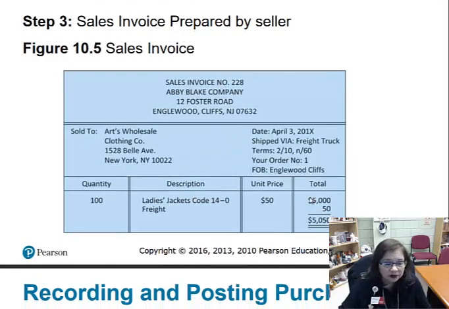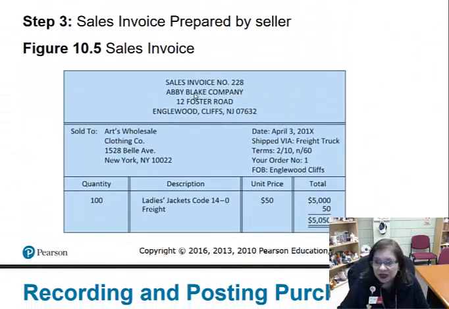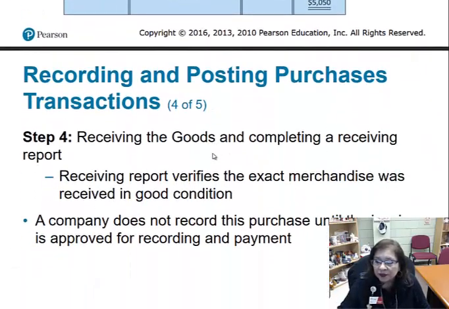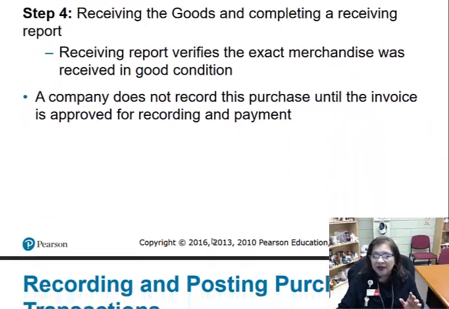We also have to deal with freight. So when we get it, or being Art, because we're getting it from Abby Blake, we receive the goods and complete the reports. And of course, the receiving report verifies that the merchandise was received in good condition. If not, this is the first point where they review it to see if everything's okay. The department also is supposed to review, and the ending department, when it finally gets to the area, that everything is okay. The company doesn't record the purchase until the invoice and everything that's coming in is recorded, and then payment is made.